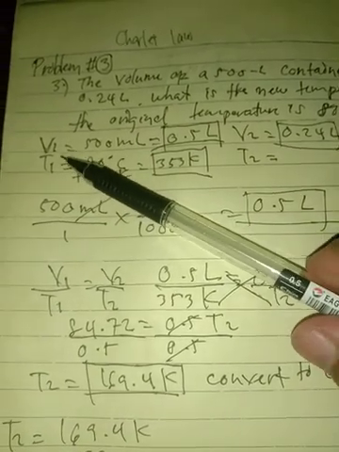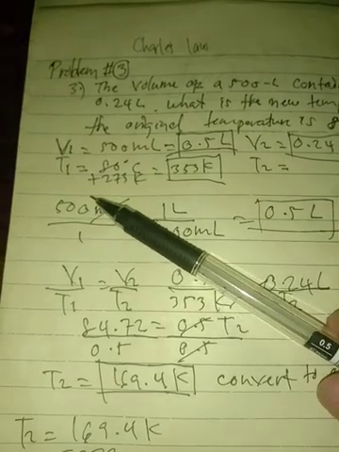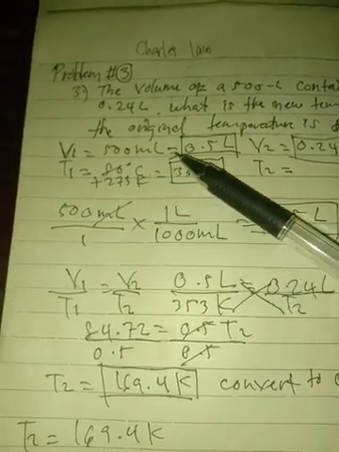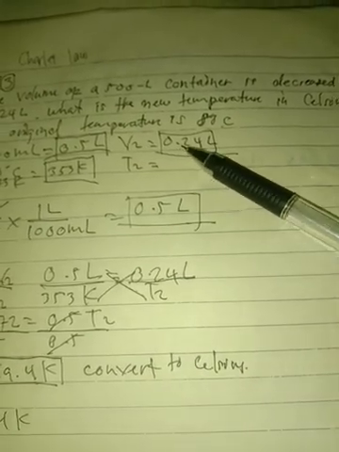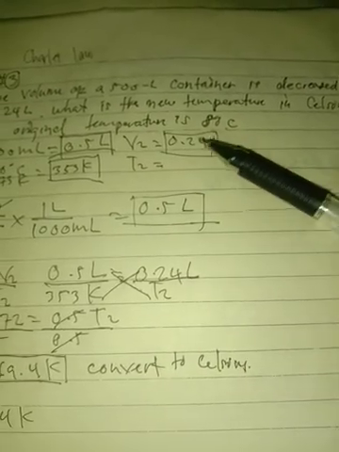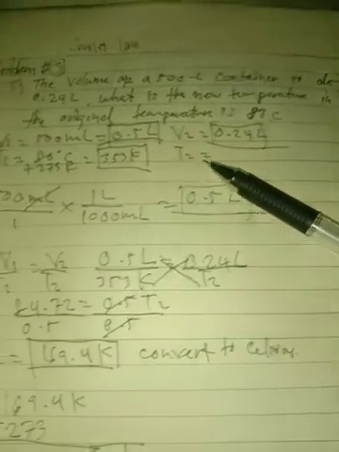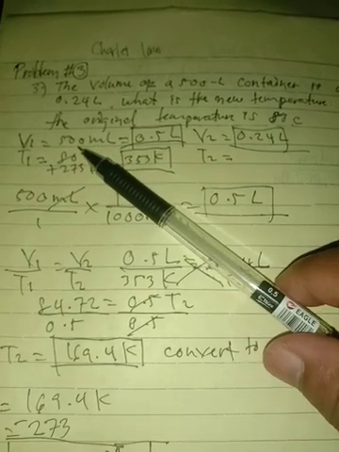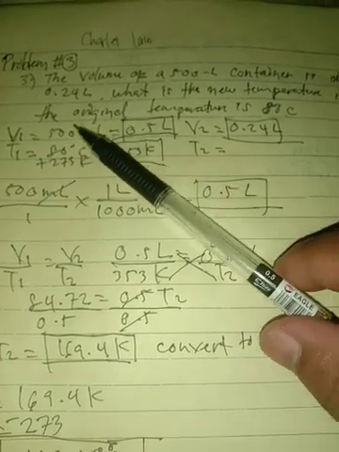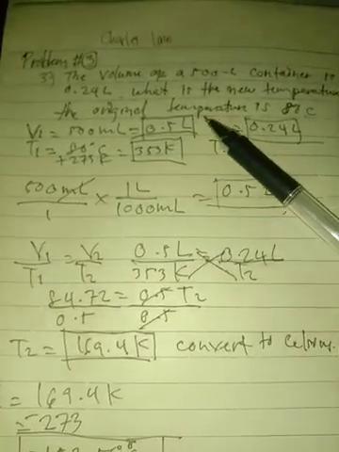So our V1 is equal to 500 ml. Our T1 is equal to 80 degrees Celsius. And our V2 is equal to 0.24 liter. So our unknown is T2. So now, the problem is asking for the temperature in Celsius, the original temperature.